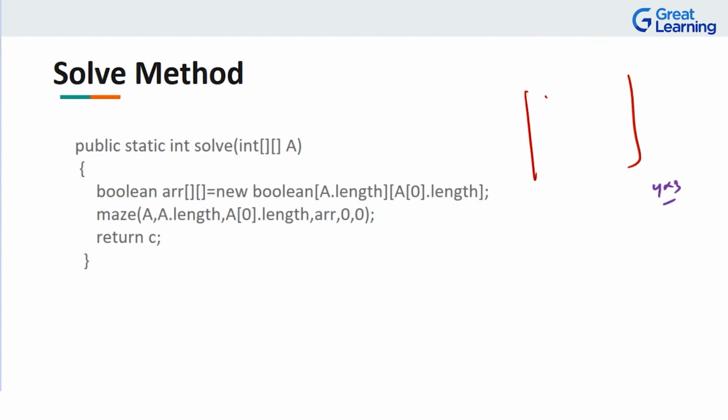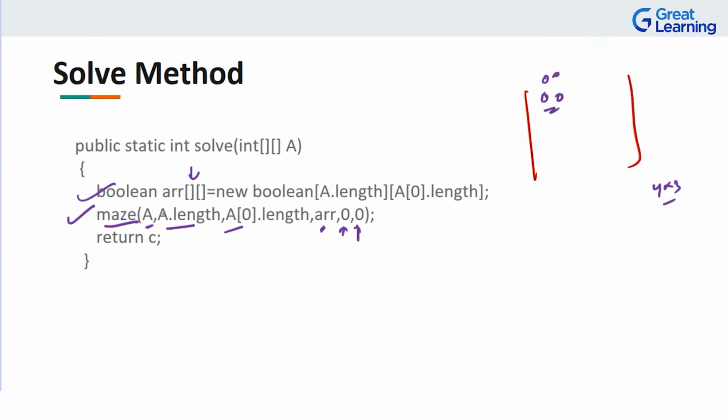So we need to keep track of that thing. So we use a Boolean array of the same size, right? This is how we declare it, and then we call this rat maze function, wherein we are passing the arguments as our array, the length of that array, which is the original array, plus this new Boolean array that we created, and the starting points, that is from 0 to 0. So this is index 0 0.